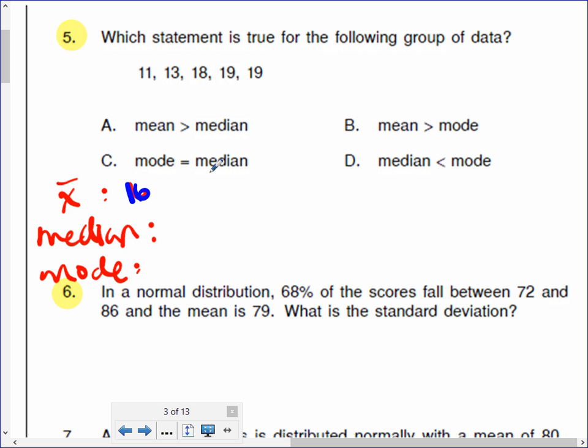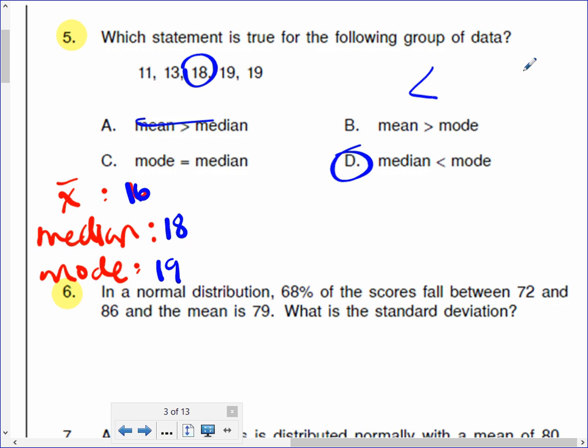The median is the one that, once you put them in order, is in the middle. The mode is the one that occurs the most. So which is true for the following group of data? Is the mean bigger than the median? Nope. Is the mean bigger than the mode? Nope. Is the mode the same as the median? Nope. The median is less than the mode? Yes. D.